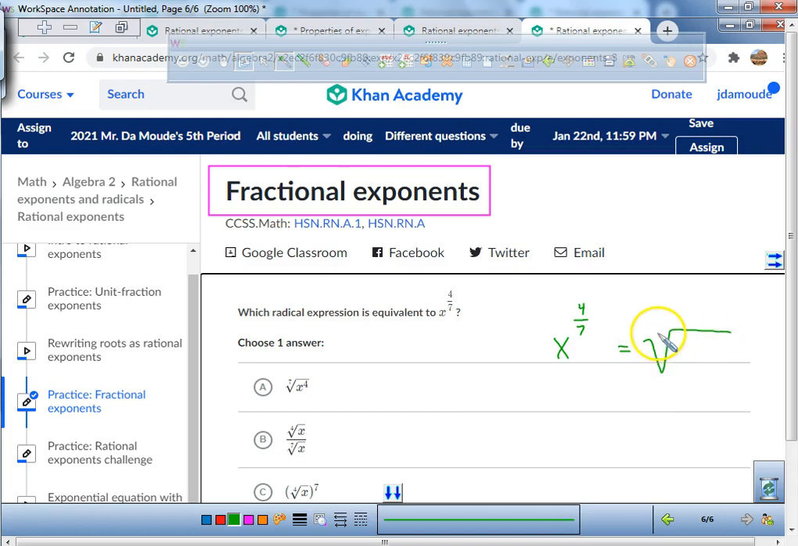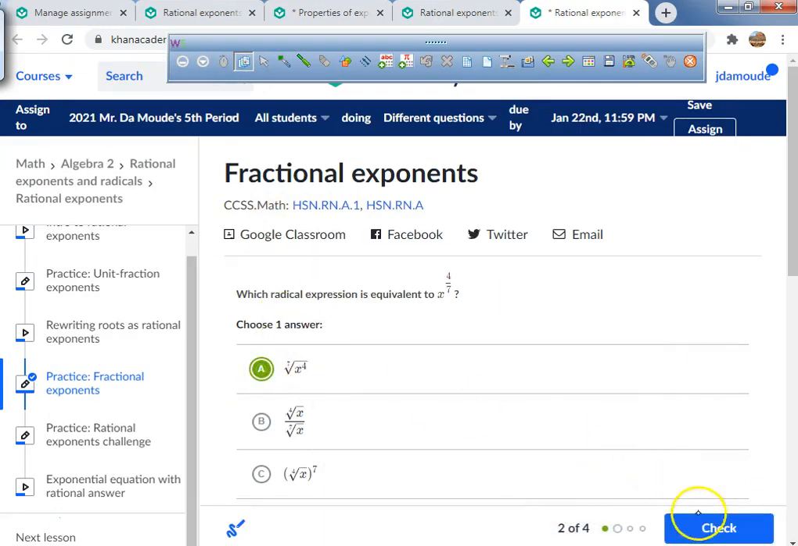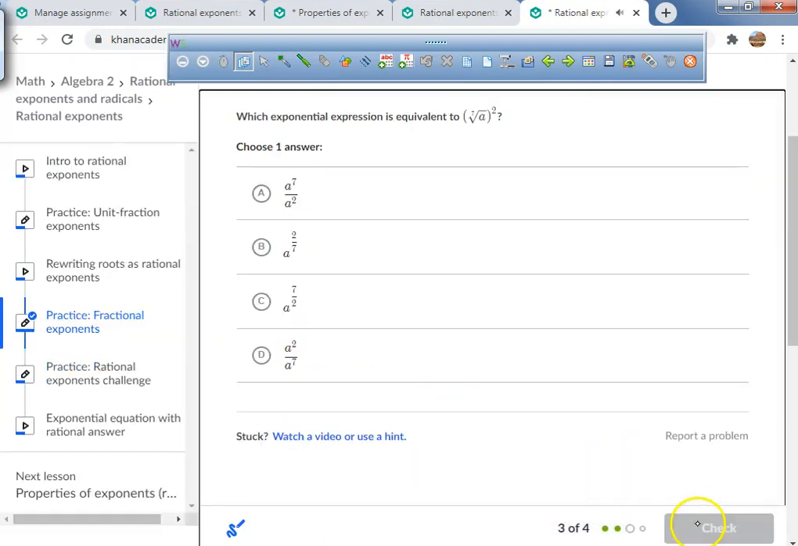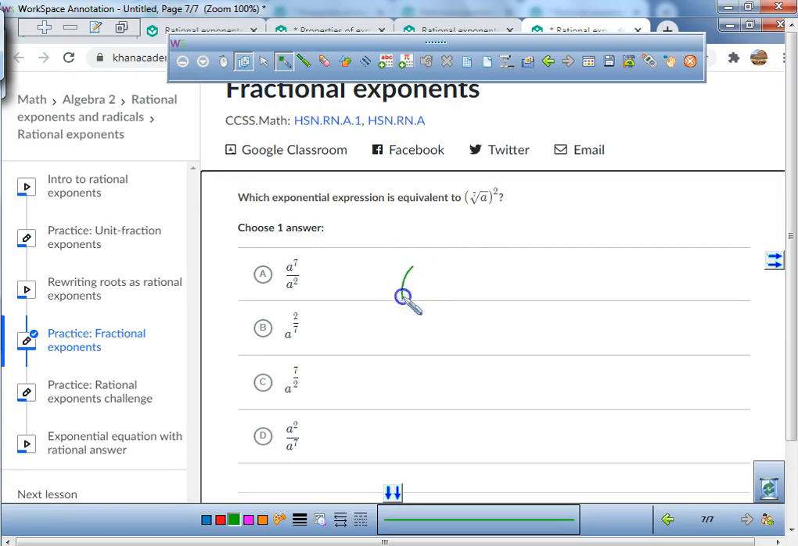What number am I going to put right here? 7, very good. And what I'm going to put here, x to the power of 4. Do you guys see where it says choose one answer? So this is really, really easy. You have one answer you have to match it up to. So you can clearly see that the answer is going to be answer choice A. All right. I'll do one more, and then I'll move on to the challenge.